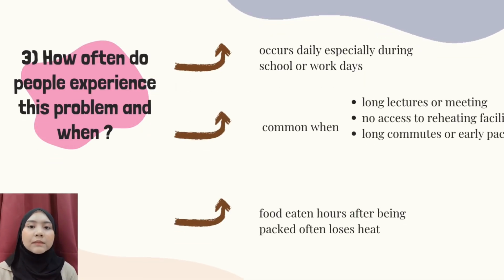Next, how often do people experience this problem and when? This is a daily problem, especially during school or workdays. Every morning, thousands of students and workers prepare food to take with them. However, most do not consume it immediately. They eat a few hours later. There are several common experiences. First, long lectures or meetings. Second one, no access to reheating facilities. And the last one is long commutes or early packing times.